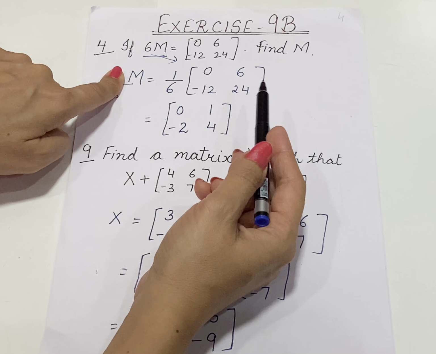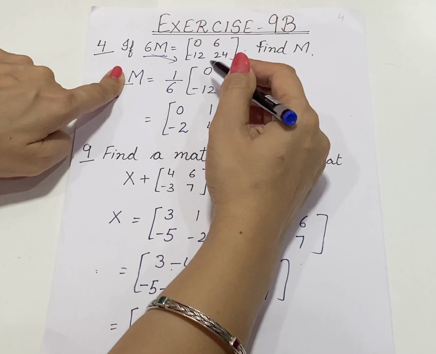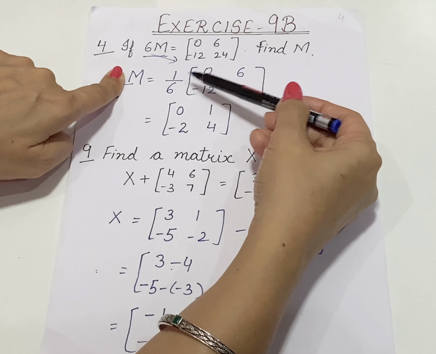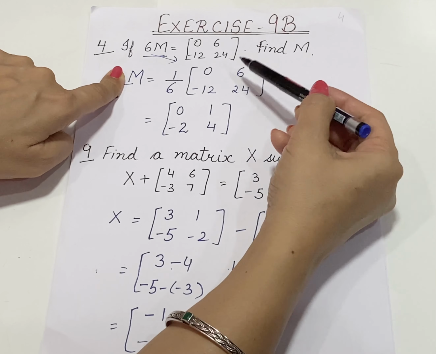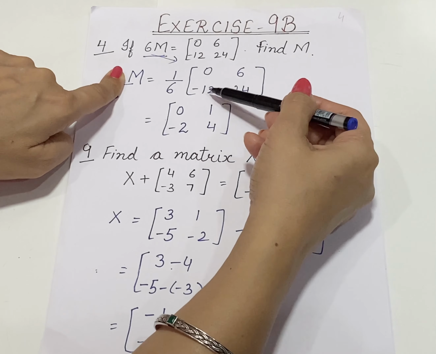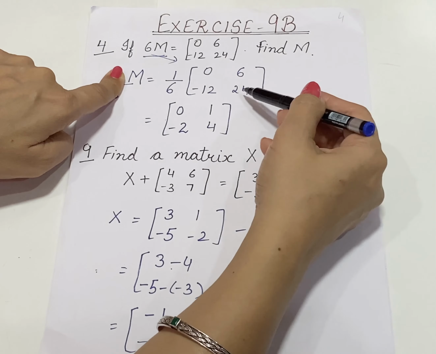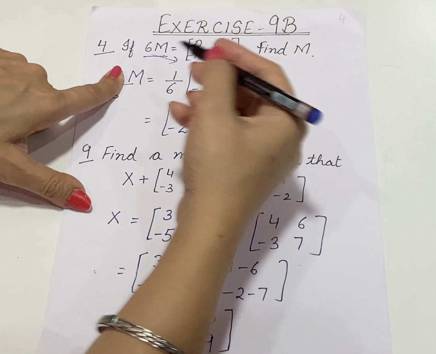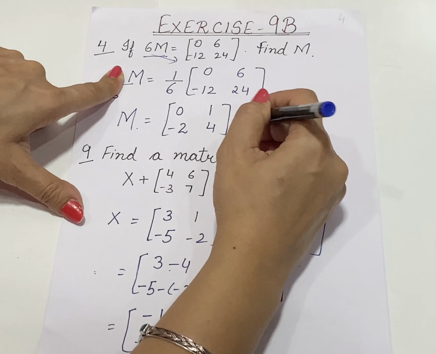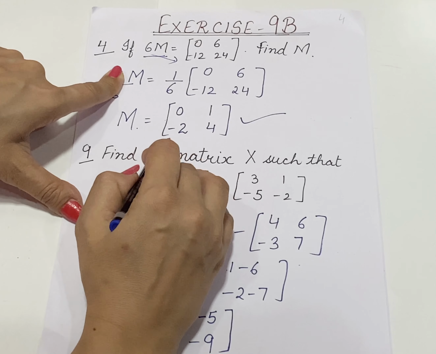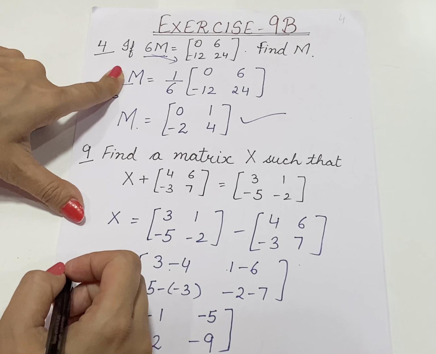Now in this case what happens, as I told earlier, each element gets divided by 6. 0 upon 6 is equal to 0. 6 upon 6 is equal to 1. Minus 12 upon 6 is minus 2, and 24 upon 6 is equal to 4. So matrix M comes out to be equal to 0, 1, minus 2 and 4.